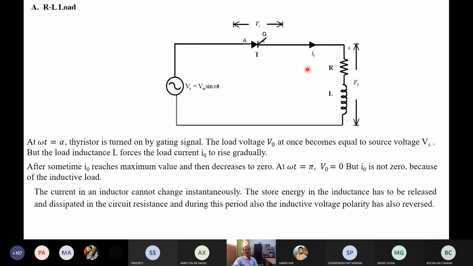How much time it will take to fall to 0 depends upon the time constant of the circuit, L by R. If L is very large, then it will take a longer time to fall to 0. In another way, we can see that the larger the value of L, the more energy is stored here and more time it takes to dissipate. And the dissipated energy is wasted in the resistance of the circuit. Okay.